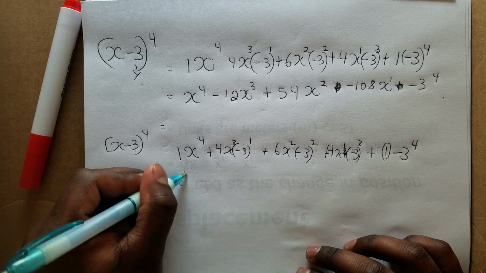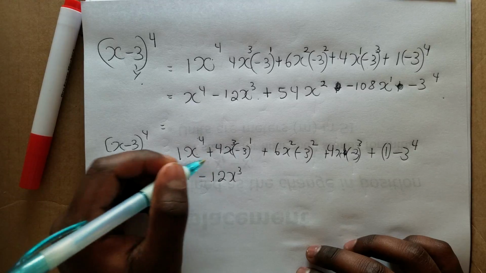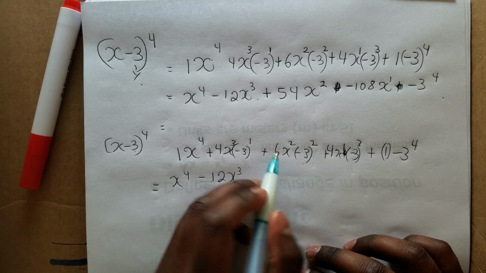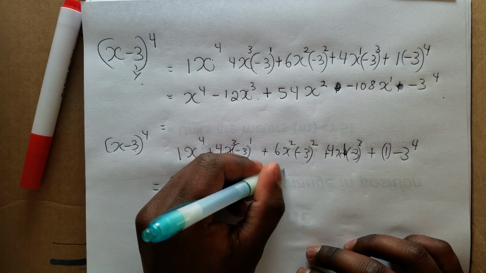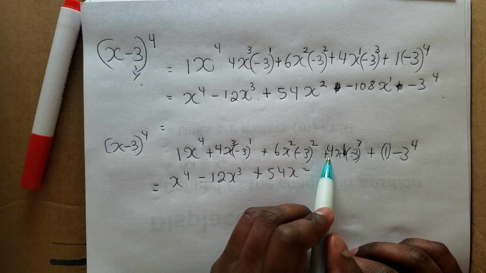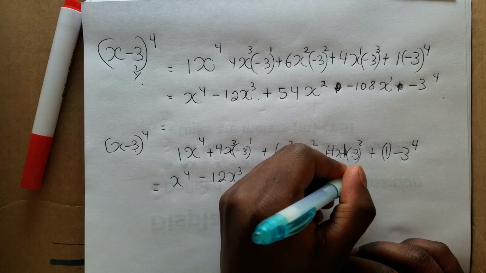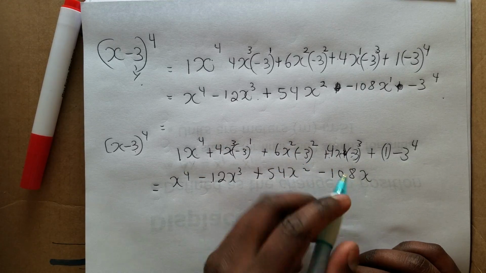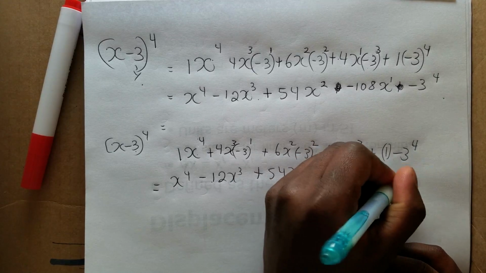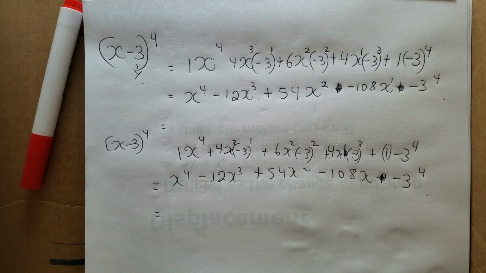So you get x to the 4th minus 12 x to the 3rd. 4 3s are 12. 3 3s are 9, positive 9. 9 times 6 is 54, so you get 54 x to the 2nd. 3 3s are 9, so 27, and 27 multiplied by 4 gives you negative 108x, plus negative 3 to the 4th. You could work this out, or you could leave it as that. And it's that simple.